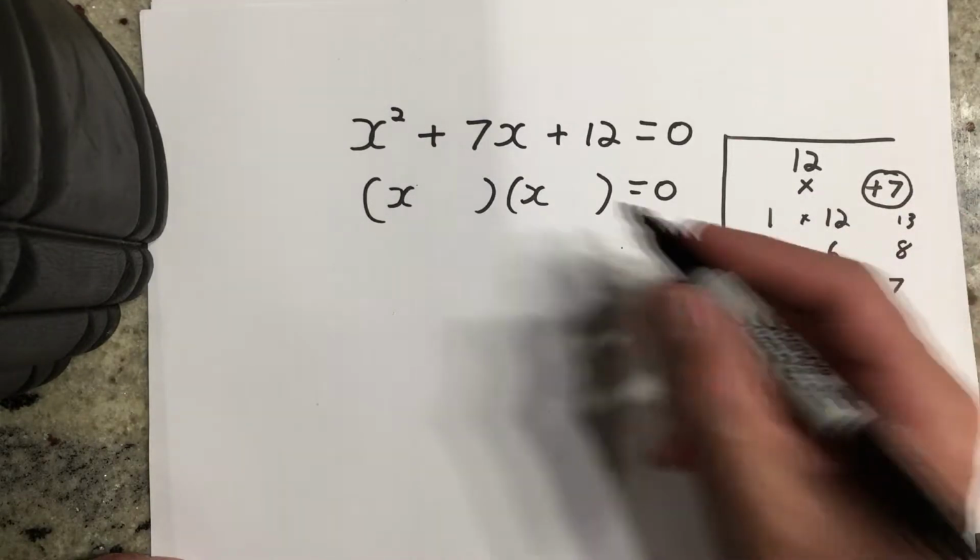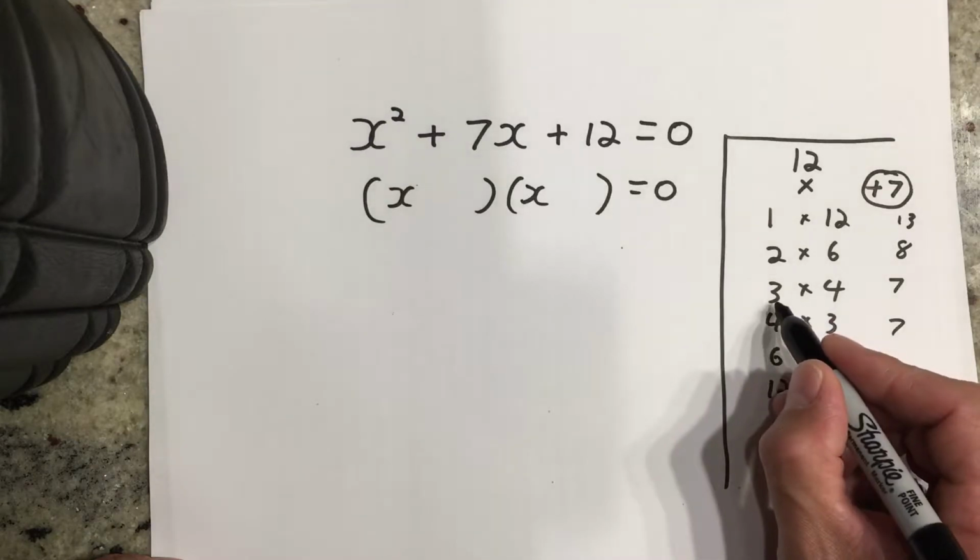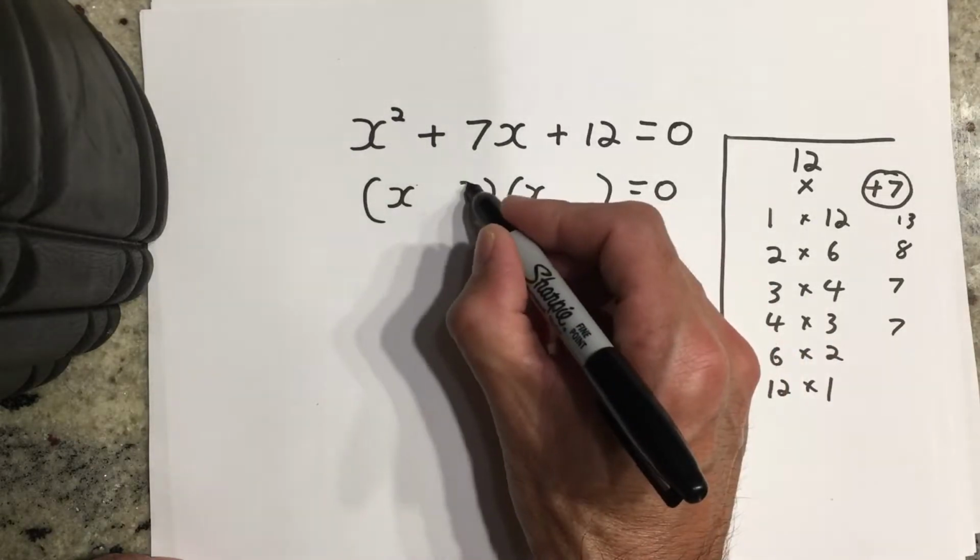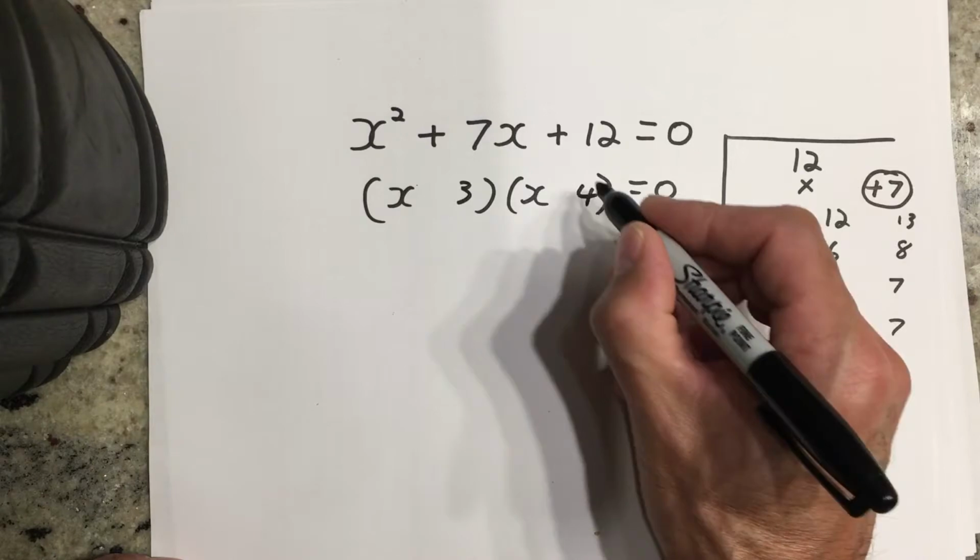Now that I've selected that pair of numbers, I'm going to write them in. Remember, my numbers are 3 and 4. I'm going to write them here and here.